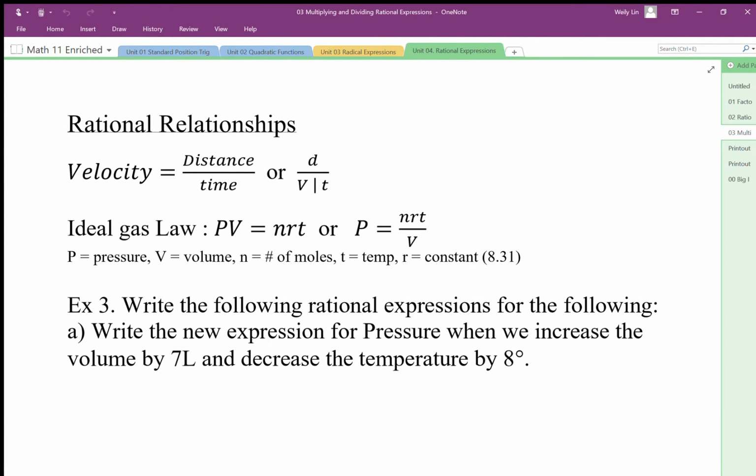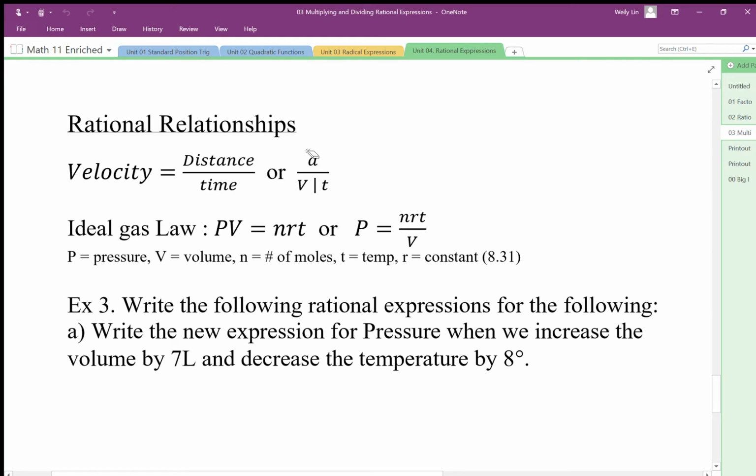So there are many problems that can be related to rational relationships. Anything that's a rate often can be related to that. So for example, velocity is a rate, or a ratio, of distance to time. And many of you guys have seen this, and that you can put this in this kind of triangle here.